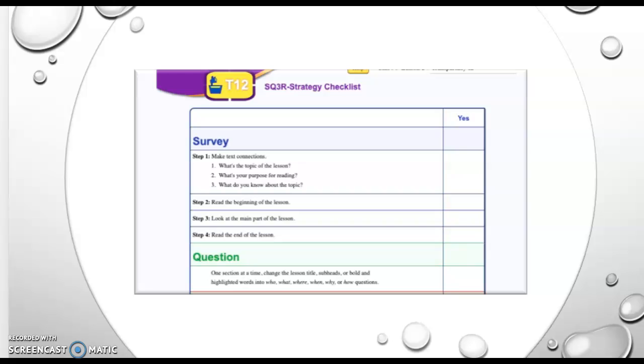Now let's talk about the Q. The Q stands for questions. Questions that you should ask, things that you should look at. You should make sure you're paying attention to the lesson title, the subheadings, the bold print, the highlighted words, and also the who, what, where, when, and why. Those are questions that you should be asking during your survey when you're reading. Very important. So the S stands for survey, the Q stands for questions.